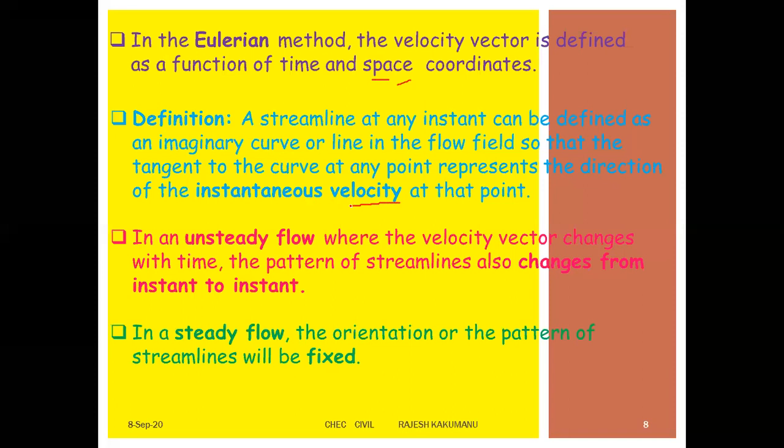In unsteady flow, where the velocity vector changes with time, the pattern of streamlines also changes from instant to instant. Next, in a steady flow, the orientation of the pattern of the streamlines is fixed. In steady flow, what happens is that the orientation of the pattern of streamlines is fixed.